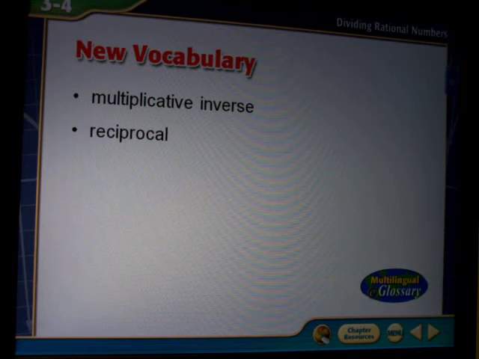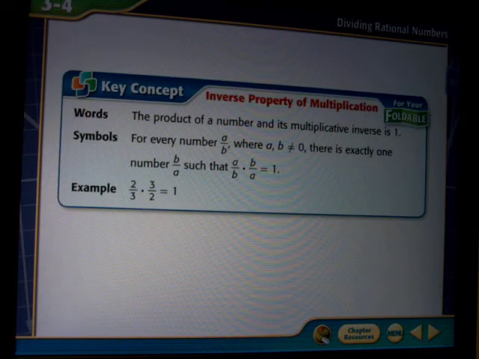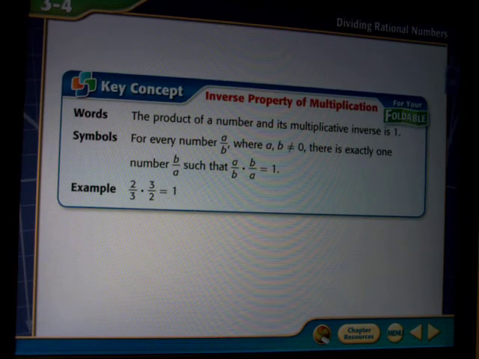Another term that we can also use for the multiplicative inverse is its reciprocal. When we are dealing with fractions, we've always multiplied by the reciprocal, and those two terms, multiplicative inverse and reciprocal, can be used interchangeably. You can use them both. They both mean the same thing. So here's a key concept to store away in your brain: the inverse property of multiplication. A lot of people call it the multiplicative inverse property. Same thing.